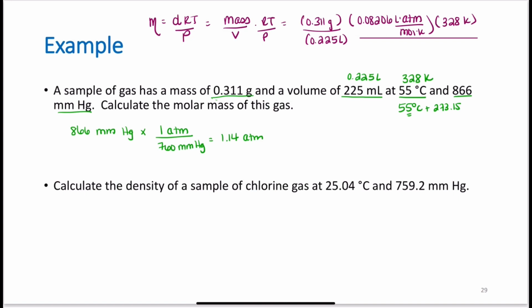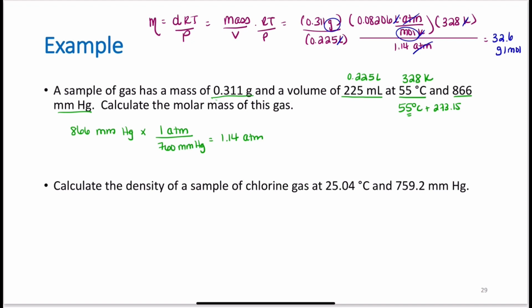And pressure is 1.14 atmosphere. Atmospheres have canceled. Kelvin has canceled. Liters has canceled. I've got grams per mole, which is what I'm looking for, like 32.6 grams per mole. So same answer, which is good because math works out that way. It should be the same answer. But you can do it either direction, whichever way makes more sense to your brain, okay?